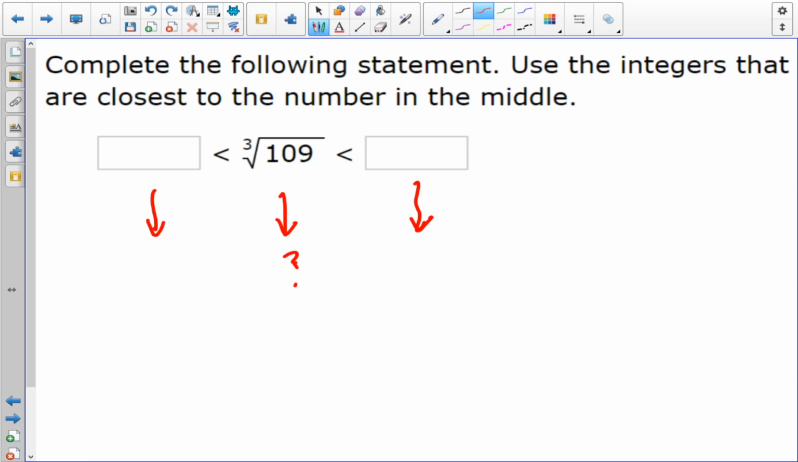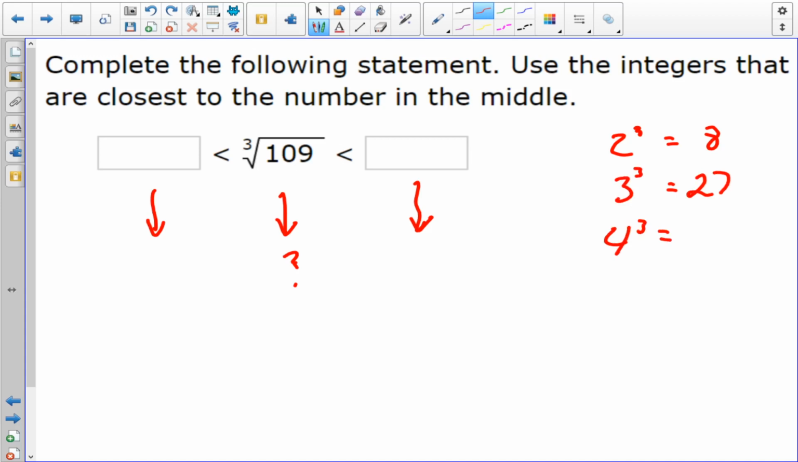So there's a couple ways we can do this. 109 is not a very large number when it comes to multiplying three things together, as you'll see in just a second. So we're going to do it this way. So let's just start with 2. 2 times 2 times 2 is 8. Then go to 3. 3 times 3 is 9 times 3 is 27.